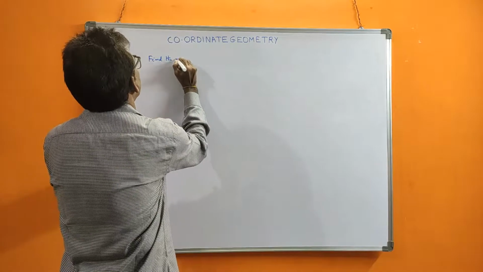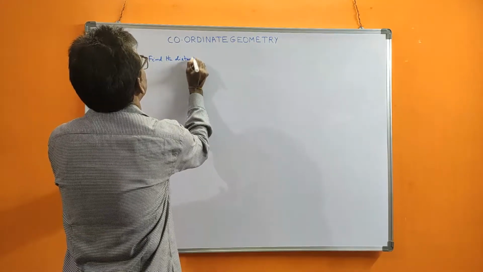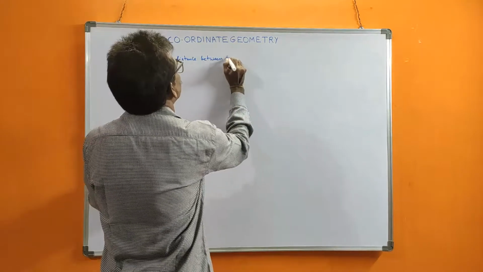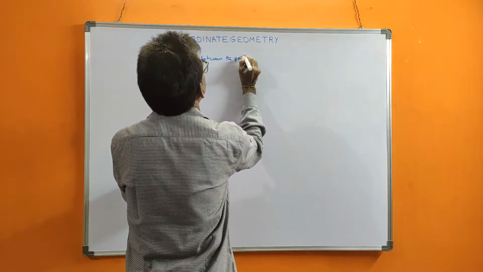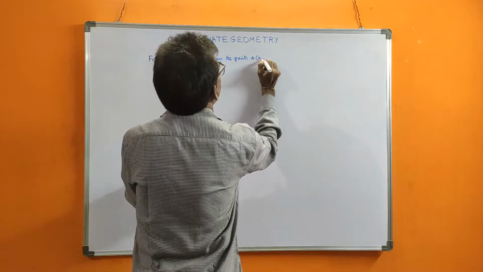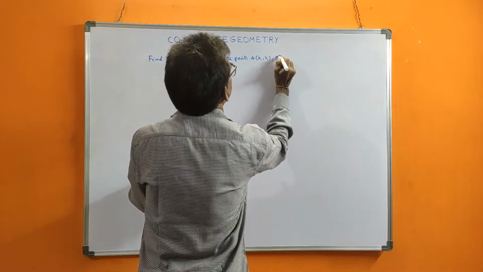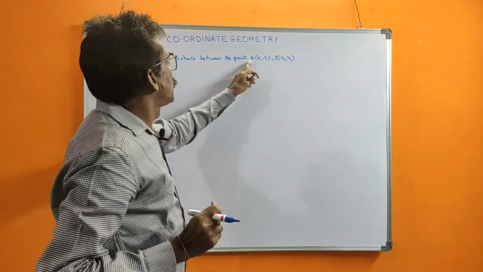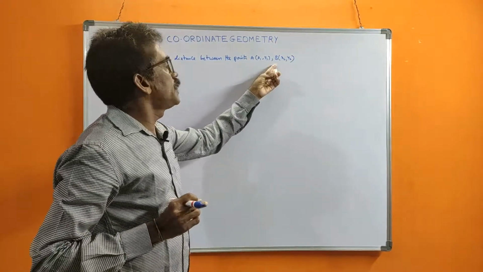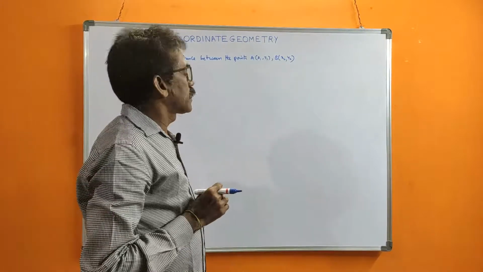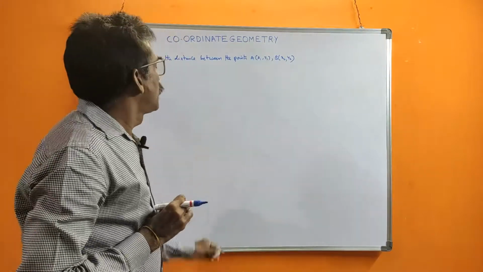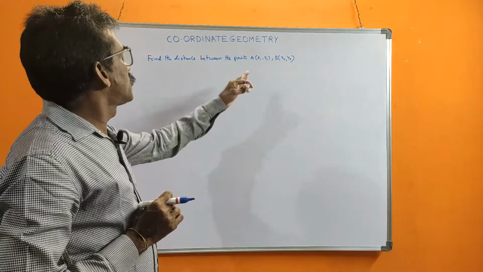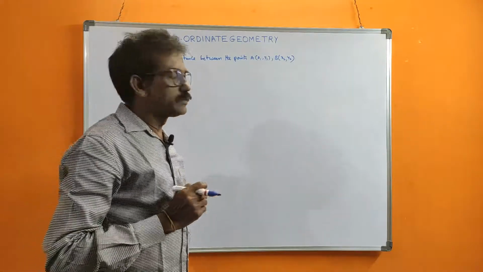Find the distance between the points A (x1, y1) and B (x2, y2). 2 points are there, A (x1, y1) one point, B (x2, y2) another point. We should find out the distance between these 2 points.